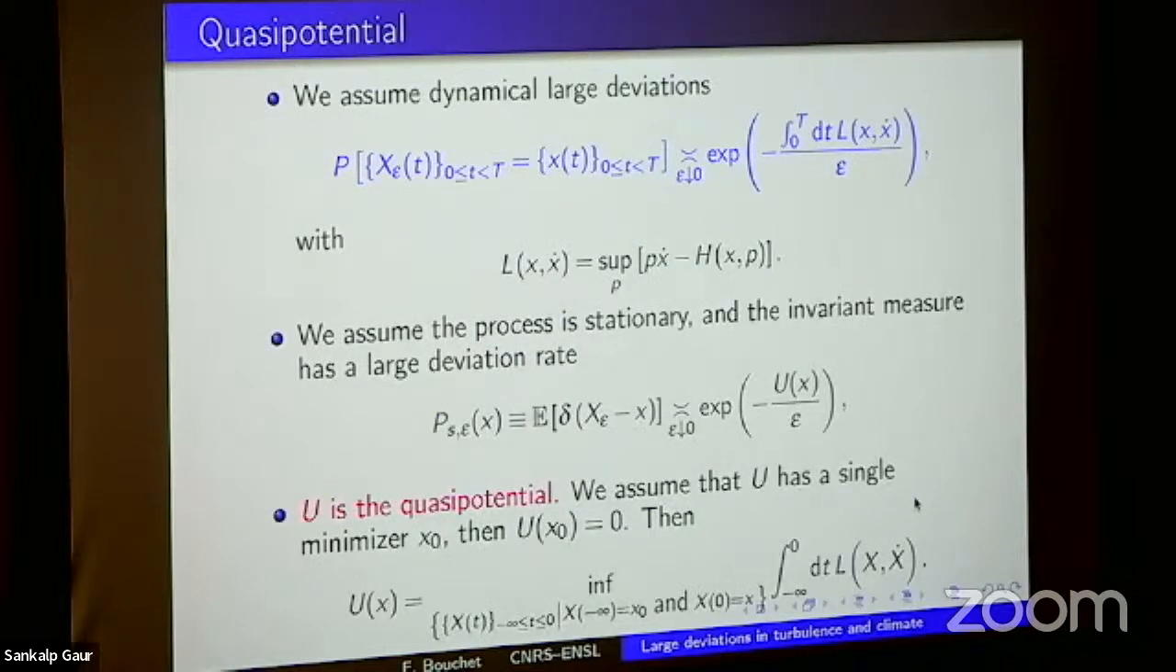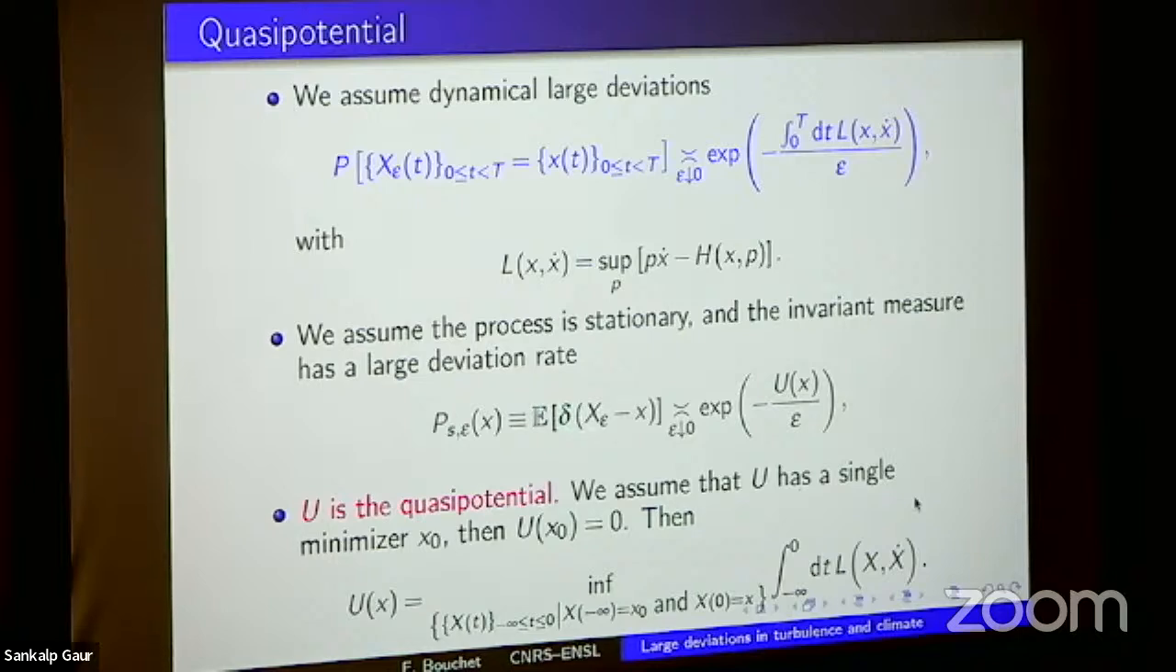So one thing that is important is to relate this path large deviation to the static distribution. So, for instance, to the stationary measure of a process. And so here I assume that the process is stationary and it has an invariant measure. And so I now look at the invariant measure, whether it has some large deviation properties.